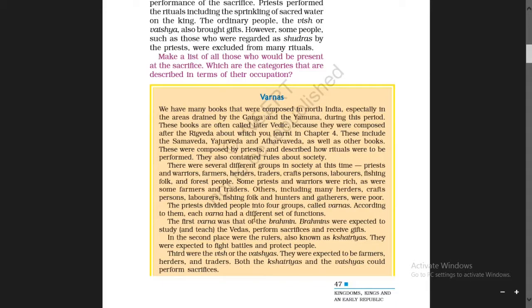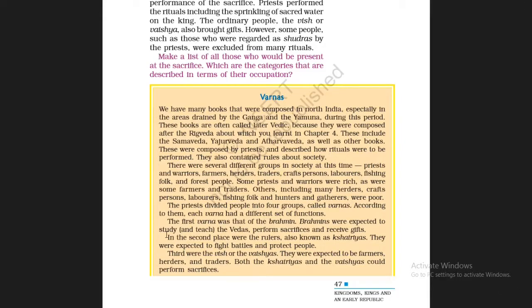The first Varna was that of the Brahmin. Among the 4 Varnas, the first is Brahmin. Brahmins were expected to study and teach the Vedas, perform sacrifices and receive gifts. These are the functions of Brahmins. They have to study and teach the Vedas, and they have the authority to perform sacrifices and receive gifts.